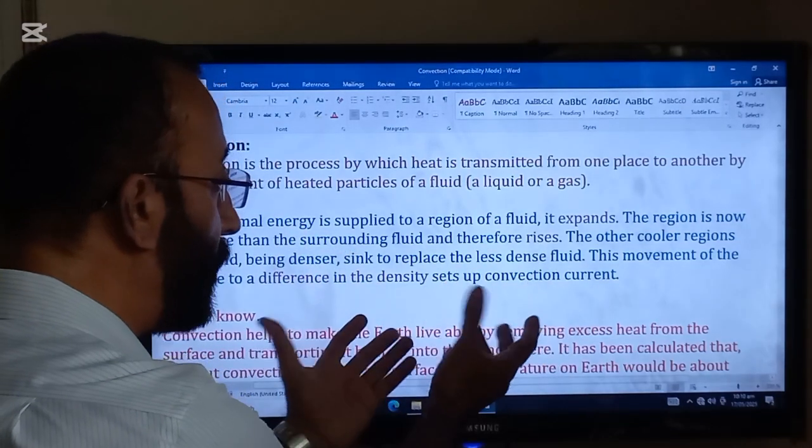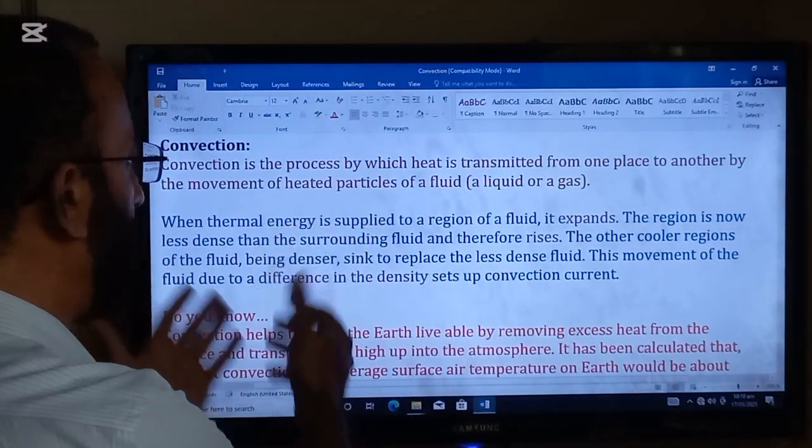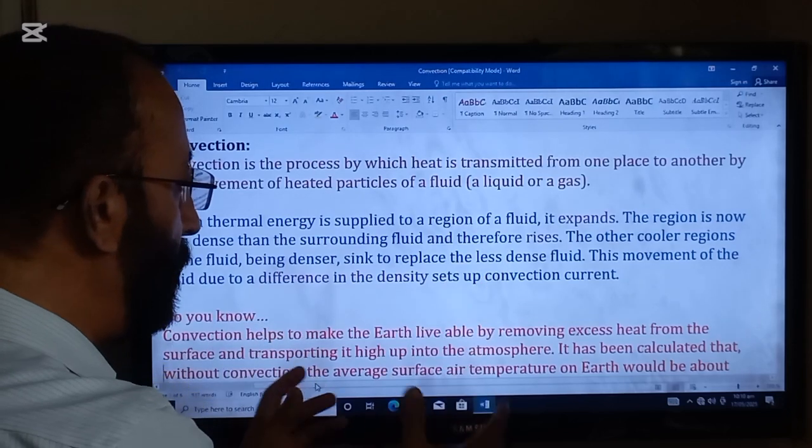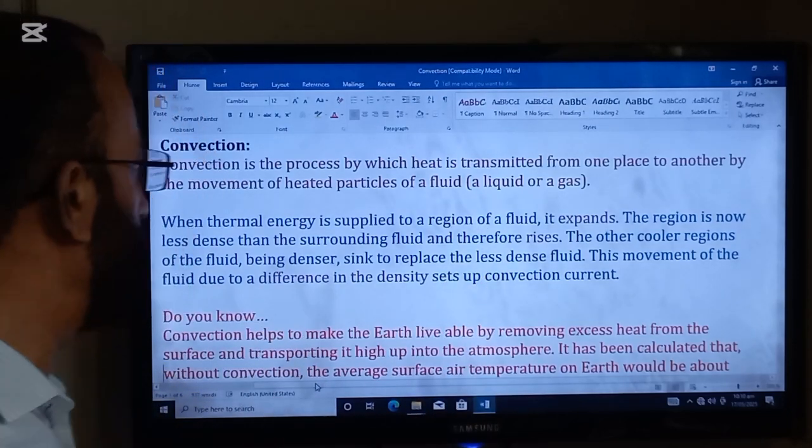So these are very important concepts of convection. These concepts will be used to answer the questions.